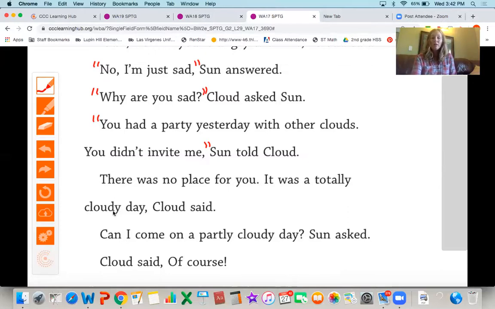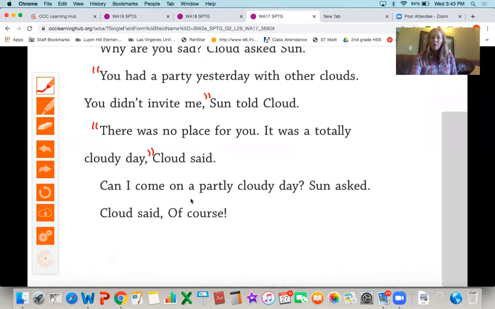"There was no place for you. It was a totally cloudy day," Cloud said. So here we go again. We're going to put them up here at the front of the sentence, the beginning of what Cloud is saying. Here's a period. Do I put them here? No, because we have more that Cloud is saying. So wherever the sentences end of what that character is saying is where we will put the rest of those quotation marks. "It was a totally cloudy day," Cloud said.